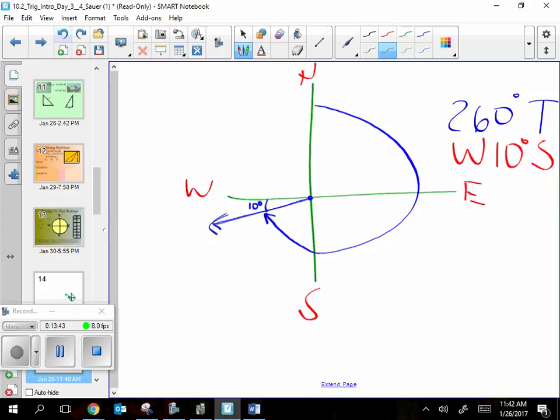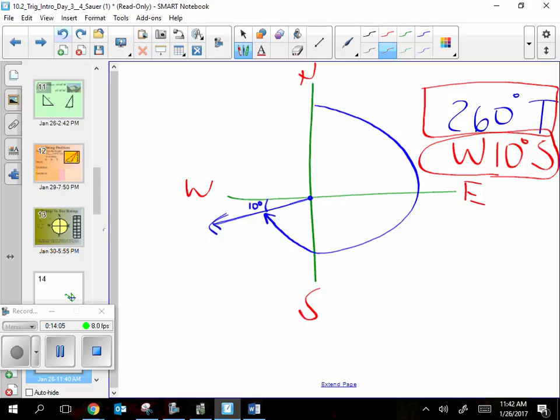Go west, but then modify off that about 10 degrees south of west. And that's how you'd write it. West, 10 degrees south. Or you could have just given one number, which is a lot easier, cleaner. Go 260 degrees.